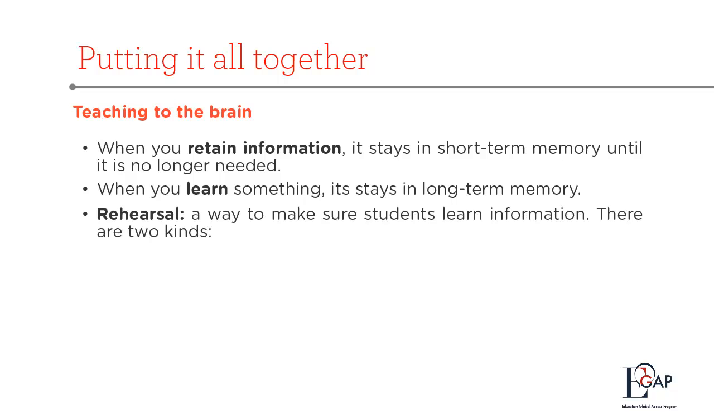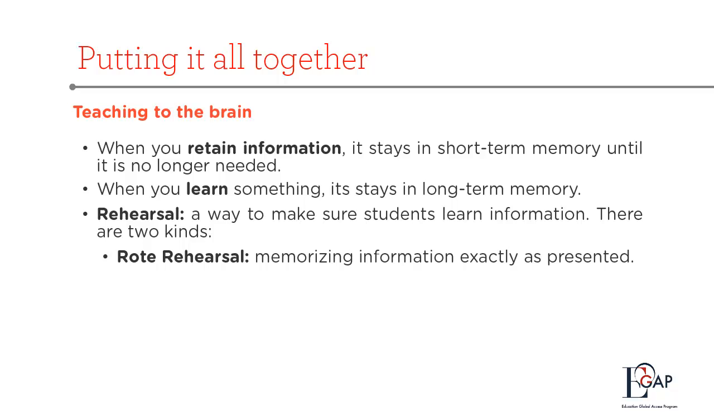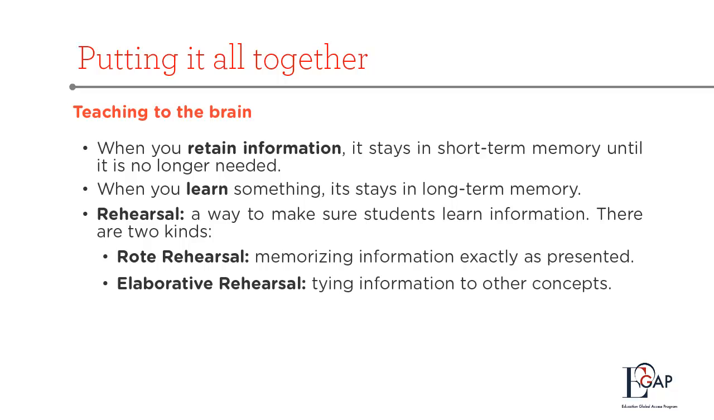You learned that one way to make sure students are learning information and not just retaining it is through rehearsal. There are two kinds of rehearsal: rote rehearsal, or memorizing information exactly as it is presented, word for word, in a certain order, and elaborative rehearsal, or taking the information presented and having students tie it to other concepts they already know. This is a way of making meaning out of information, and this information is much more likely to enter the long-term memory.